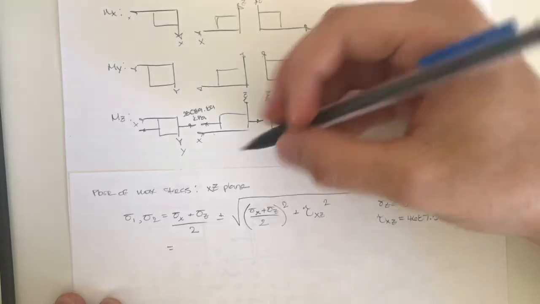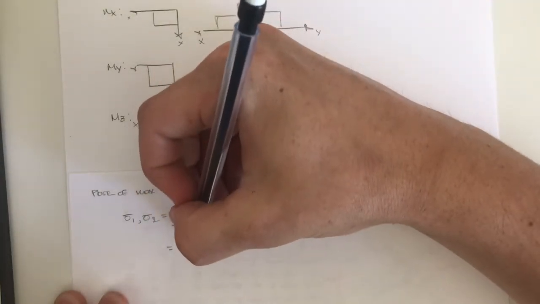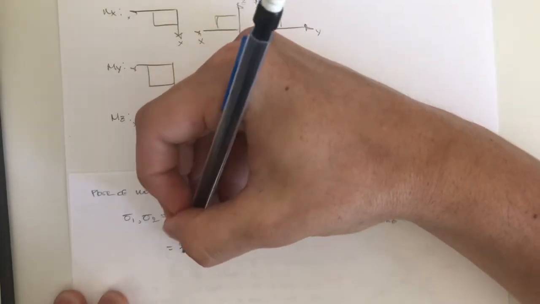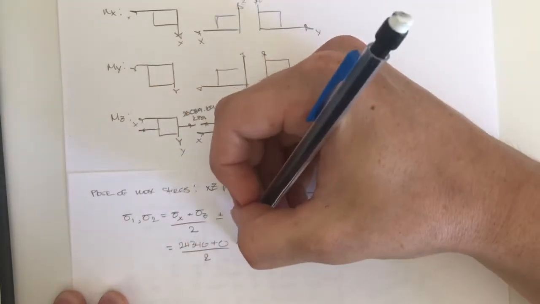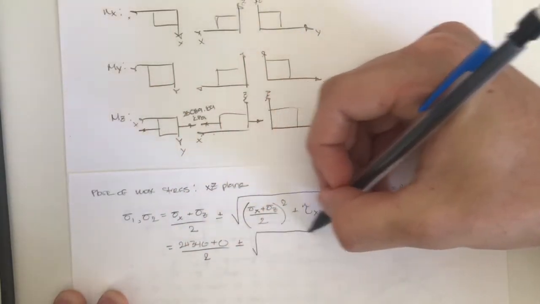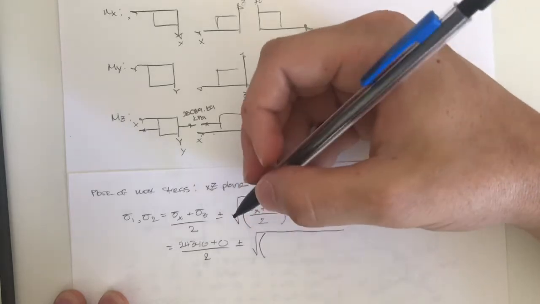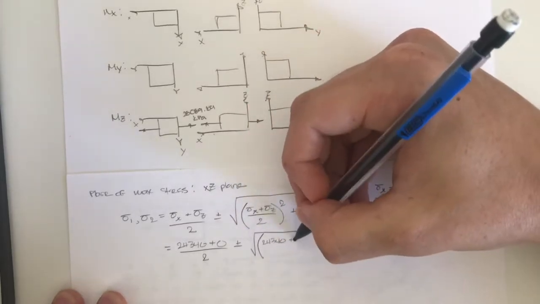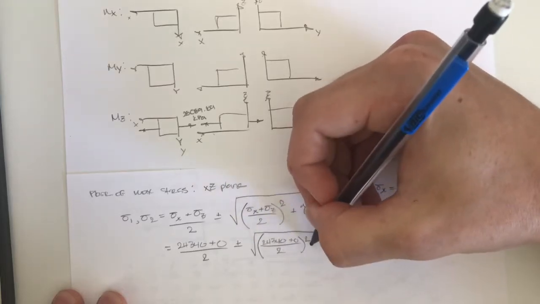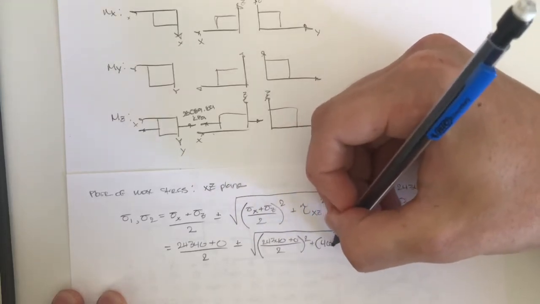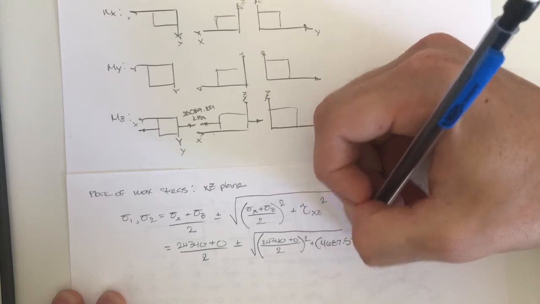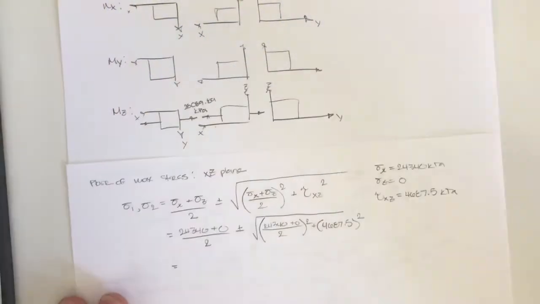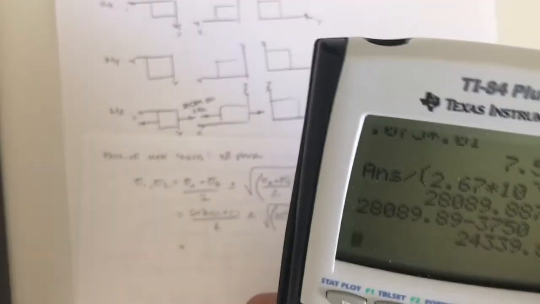So now we can just plug these in. We have 24,340 plus 0 divided by 2 plus or minus the square root of 24,340 plus 0 divided by 2 squared plus 4687.5 squared. Okay, I'm going to quickly solve for these values.